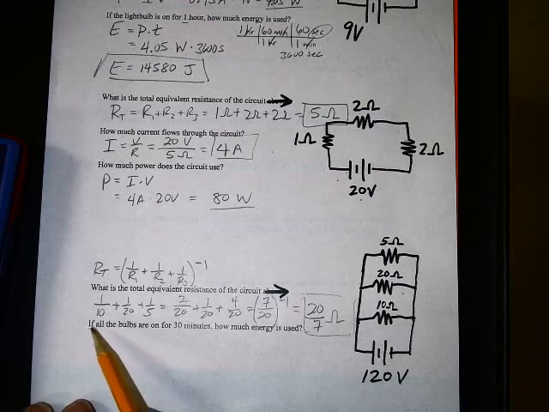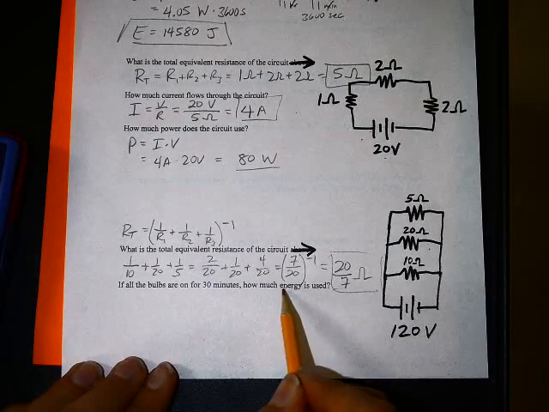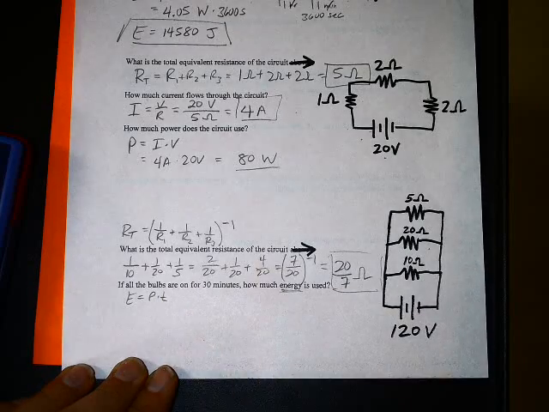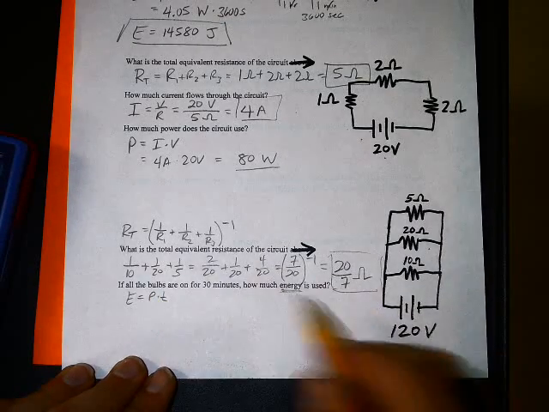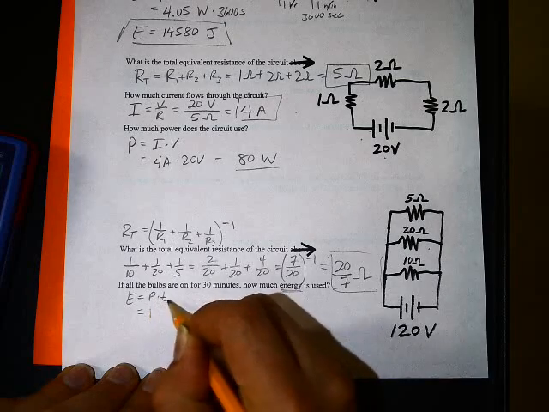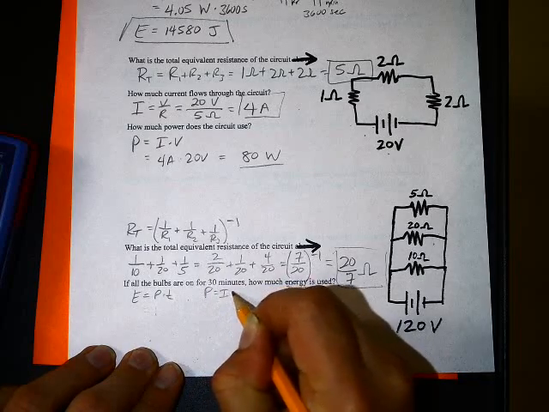And the last one, a little tricky. You have to actually combine. So basically, we're trying to find energy again, and we know that energy is power times time. But we don't know power. We know that power is current times voltage. So I'm going to write this over here. Power is current times voltage.